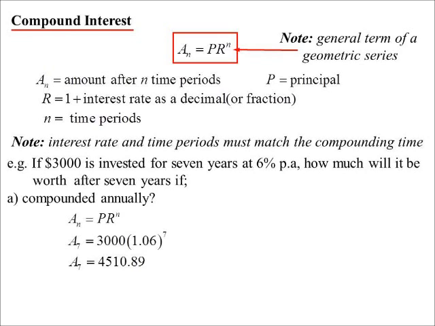So principal, 1.06 to the power of 7, and it's 4,510.89, as opposed to, what was the simple interest one?